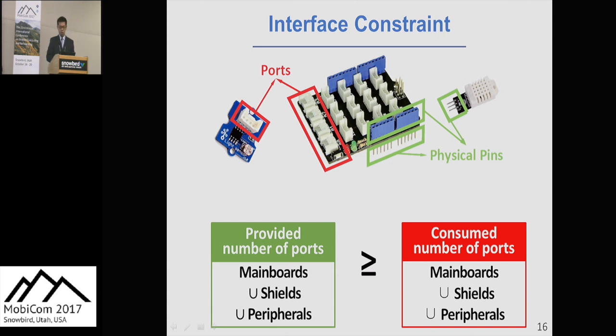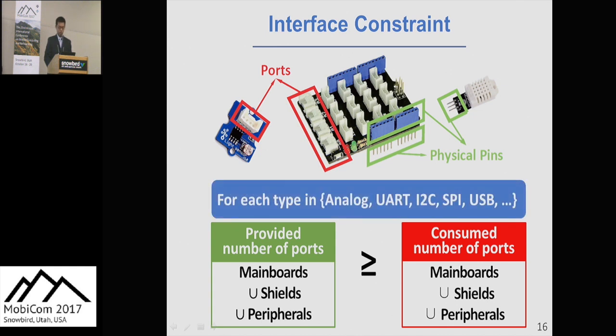Only considering the user constraints is not enough. We need other constraints to ensure the hardware components are compatible. First, we need to consider that the hardware components can connect to each other. As shown in the figure, there are roughly two kinds of interfaces, the physical pins and the ports. All mainboards, shields, and peripherals both provide and consume interfaces. The provided number of the ports should be greater than the consumed ones. Moreover, we need to consider the type of an interface, as components with different types of interfaces cannot communicate with each other. Thus, for each type of interface, we will generate an interface constraint.